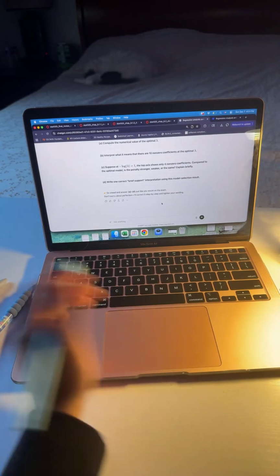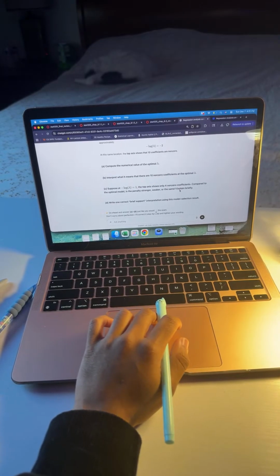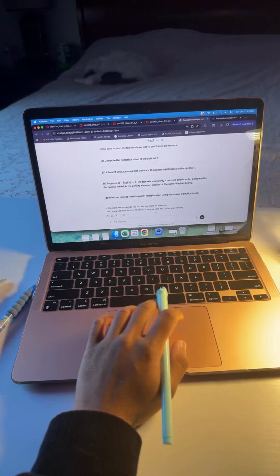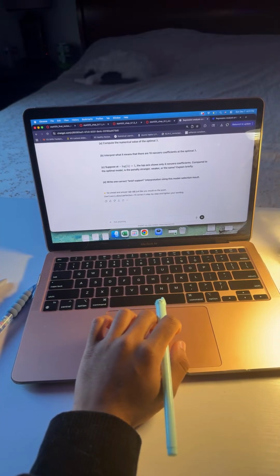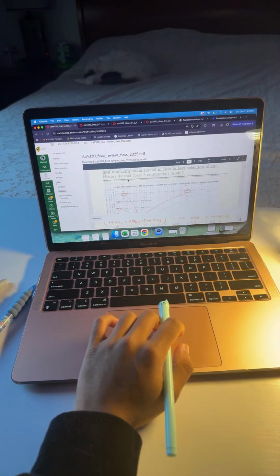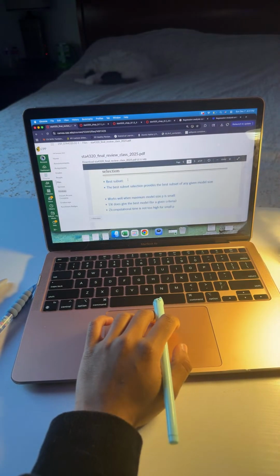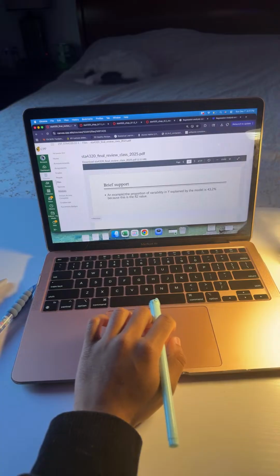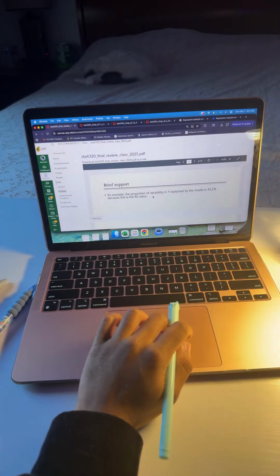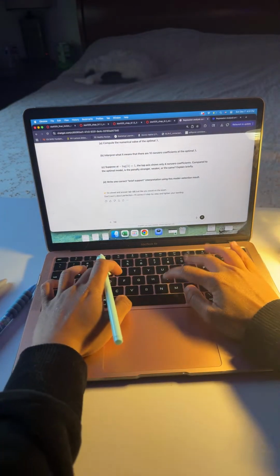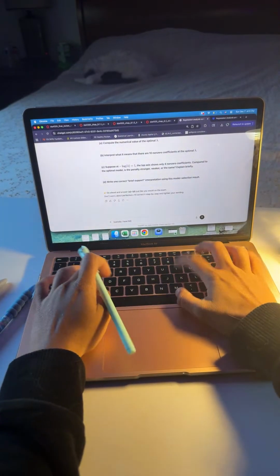Go ahead, answer A to D, even though he didn't explain how to compute anything. Interpret what it means that there are 10. Write one correct brief interpretation using the model selection results. I have no idea. Honestly, I have no idea what it is.